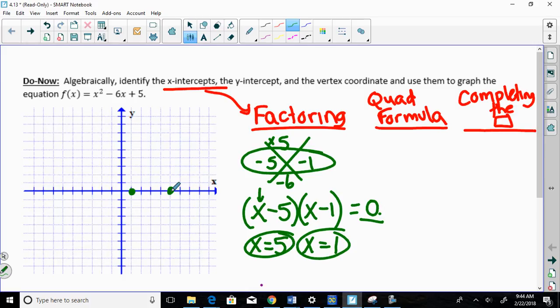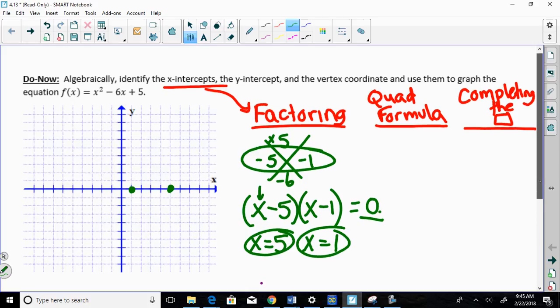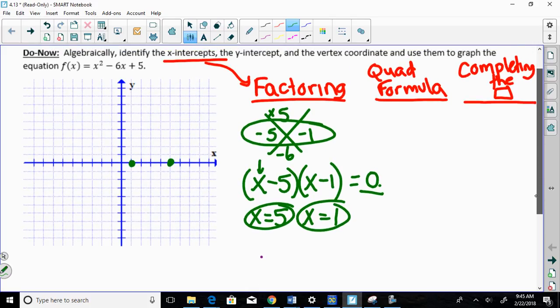So if you use quadratic formula, remember, you can plug that right into your calculator. A lot of you guys know how to do that, and you should be getting the same answer. If you did completing the square, same thing, you should be getting the same answer. Remember, this test is timed, so I want to make sure you're able to do it the quickest way.